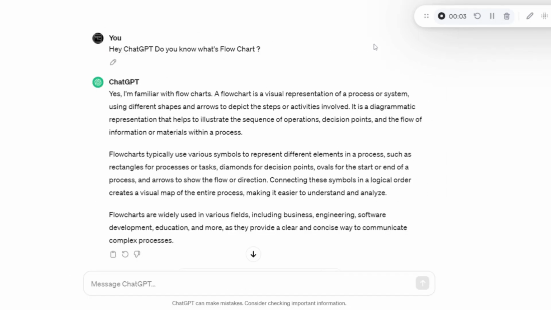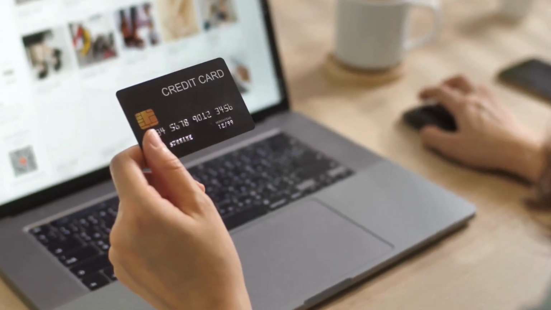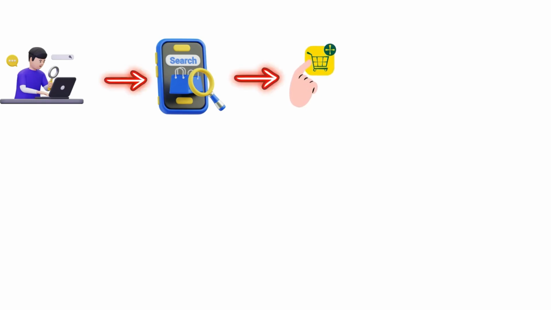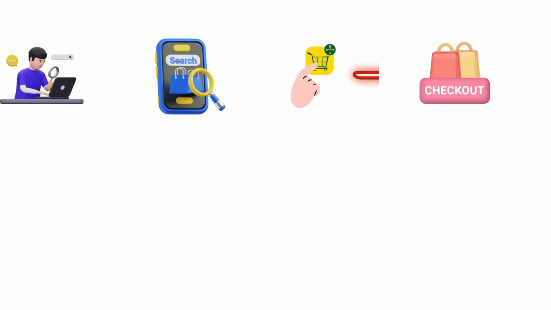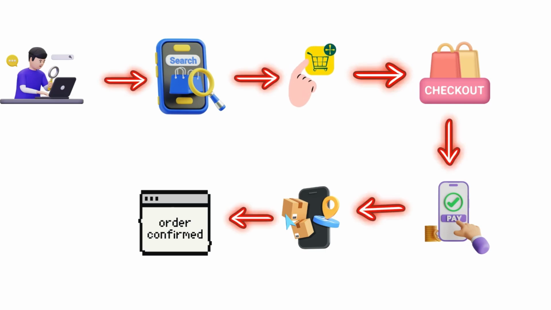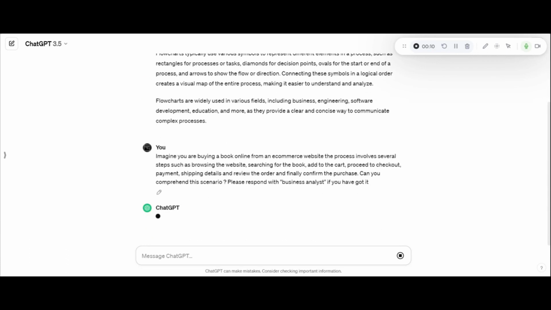Let's explore a scenario where a flowchart could be incredibly useful. Imagine you are buying a book online from an e-commerce website. The process involves several steps such as browsing the website, searching for the book, adding it to the cart, proceeding to checkout, entering payment and shipping details, reviewing the order, and finally confirming the purchase. Now, ChatGPT, can you comprehend this scenario? Please respond with "business analyst" if you have got it.